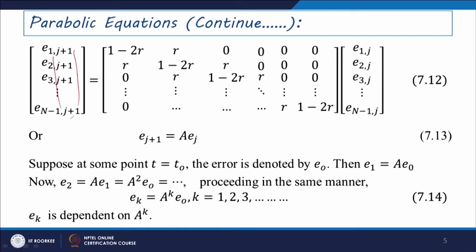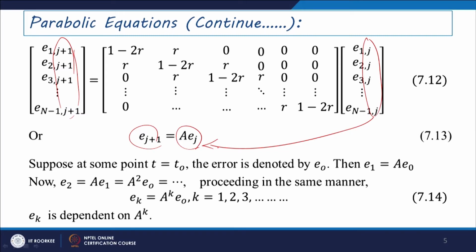Ej plus 1, since this j plus 1 is a constant here, but the variation is in the ith level, that is at 1, 2, 3 up to n minus 1. That is why you can write Ej plus 1 equals A Ej, since j also remains constant for this level here. Suppose at some point t equals t0, the error is denoted by E0, then starting with j equals 0, we can write E1 equals A E0 here. Now E2 can be written as A E1.